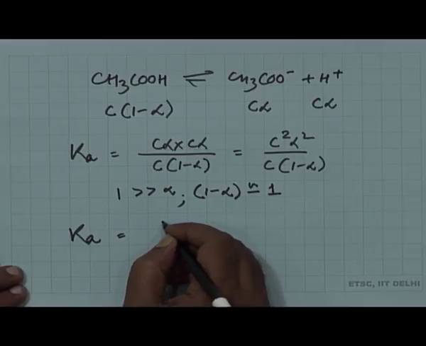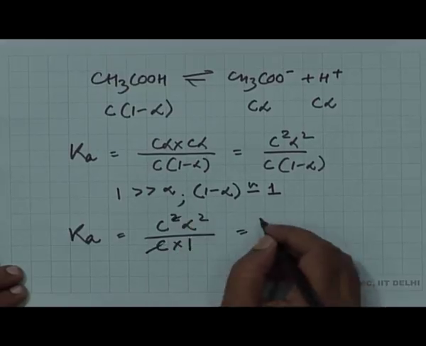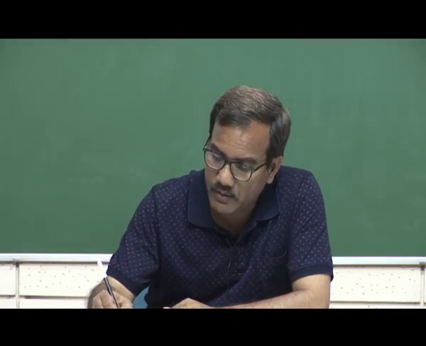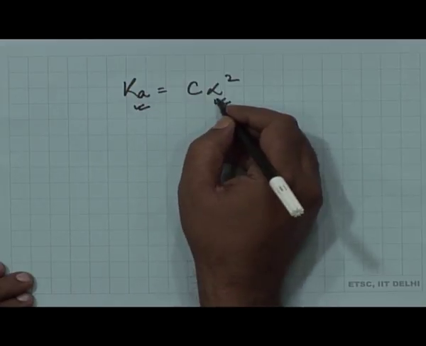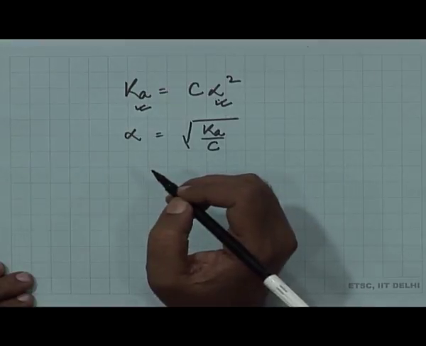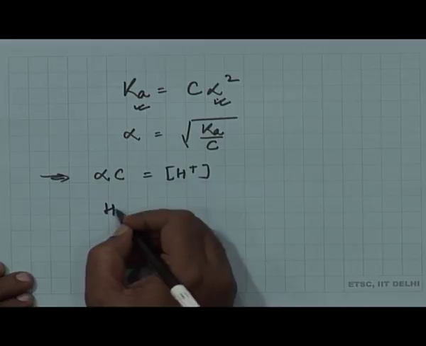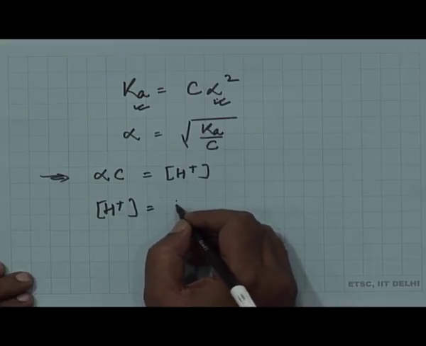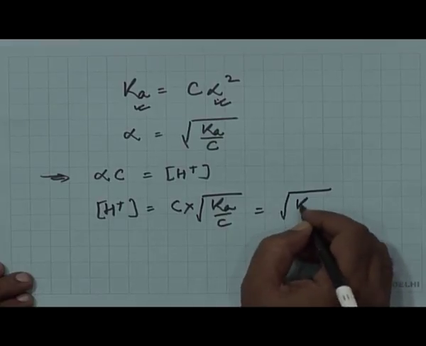So, 1 minus alpha is almost equivalent to 1. And so K A will be written as C square alpha square by C, and C cancels out, so K A is equal to C alpha square. If I know alpha, I can calculate K A, and similarly, if I know K A, I can calculate alpha. Alpha is simply the square root of K A by C. If we remember, alpha C is equal to H plus ion, so we can also calculate H plus ion concentration if we know K A: H plus is C into alpha, and C into the square root of K A by C gives the square root of K A into C.